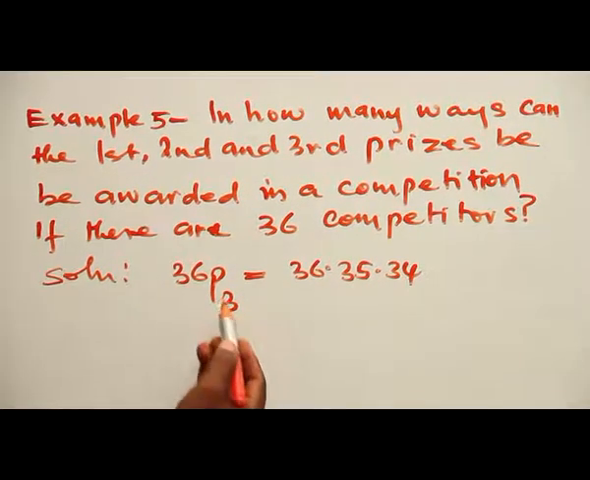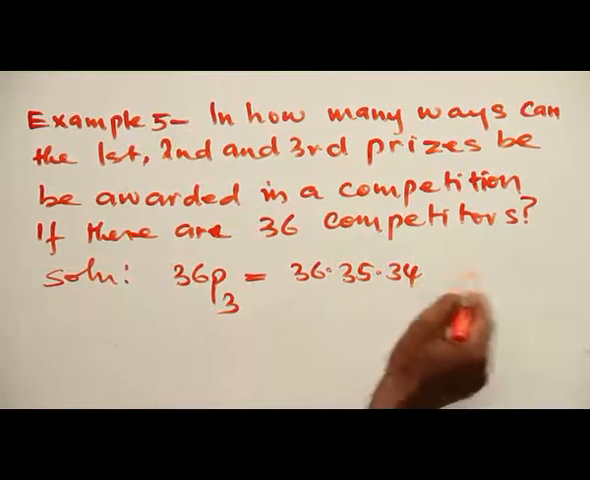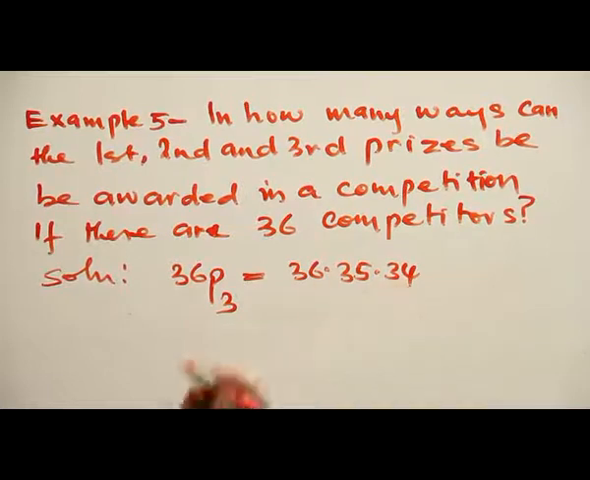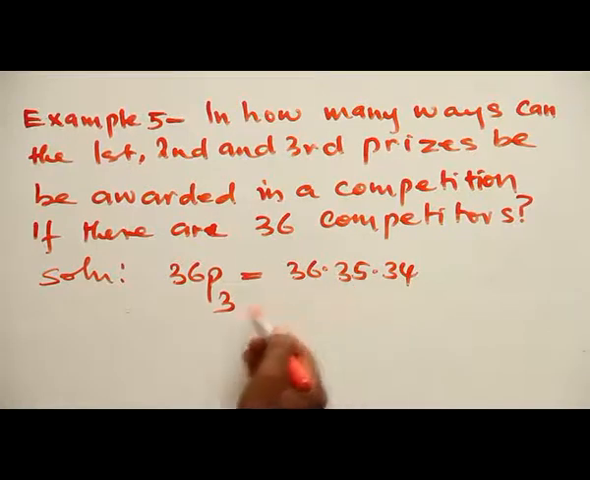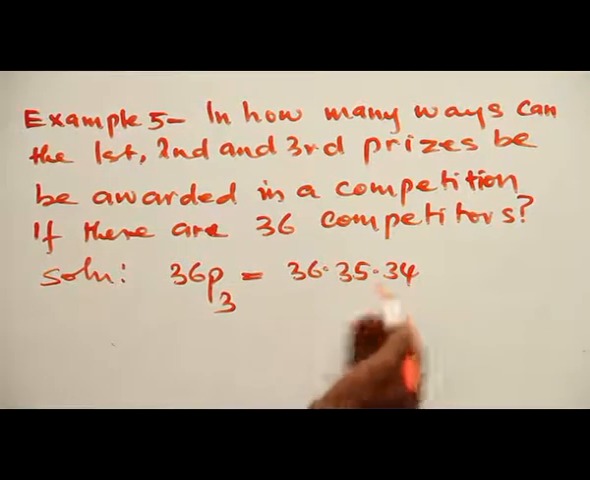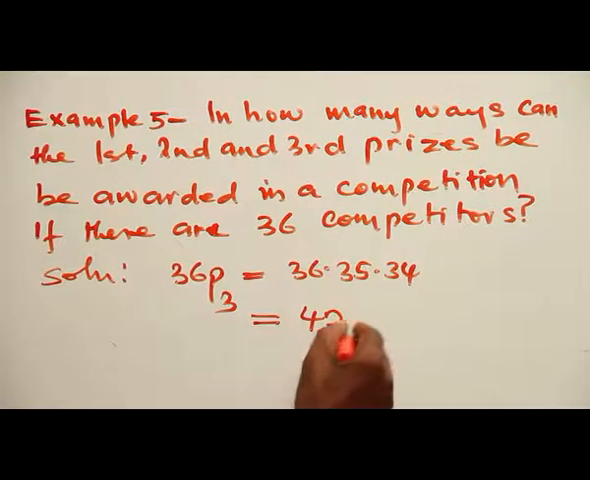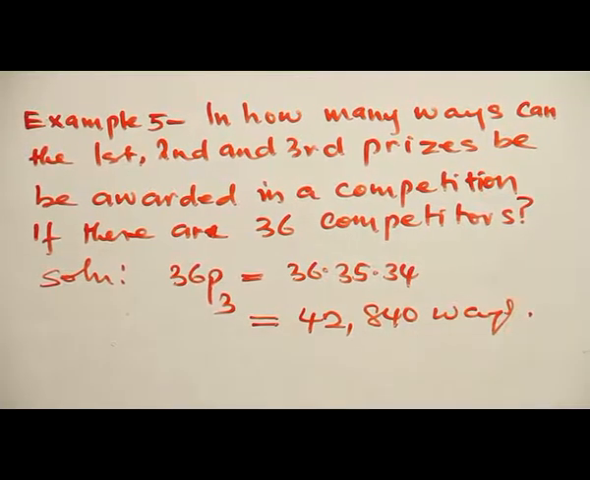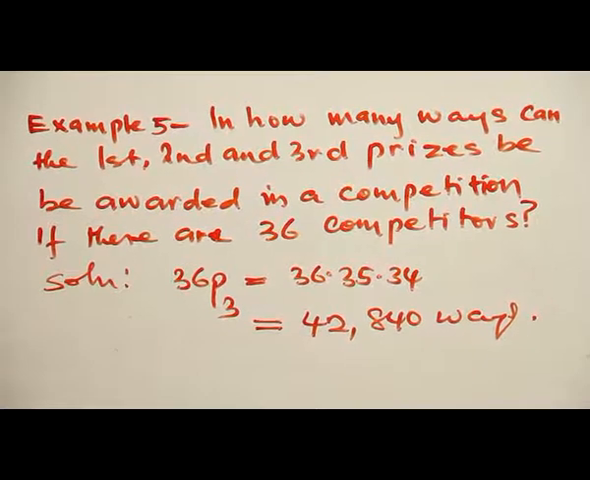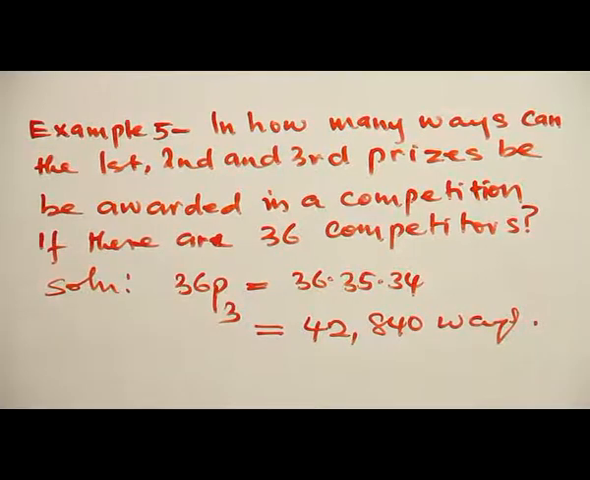You know, by the time you subtract 3 from 36, you have 33. 33 factorial will continue from there, so they will cancel out. So no need to go into that process. You simply write 36 in descending order for 3 points. 1, 2, 3. So when you now multiply this out with your calculator, you are expected to have 42,840 ways of doing that. So you can now imagine the situation where selections are made for first, second, and third prizes when you go for these competitions.